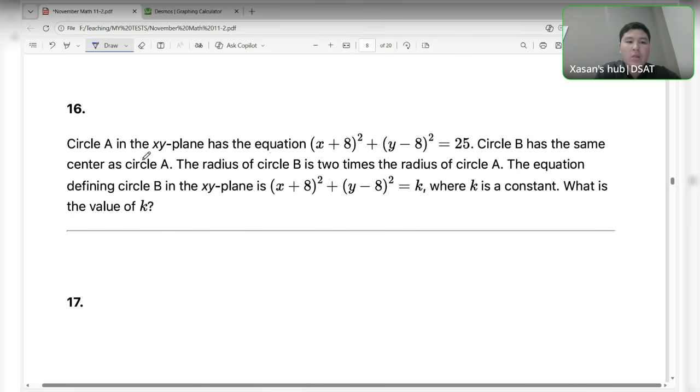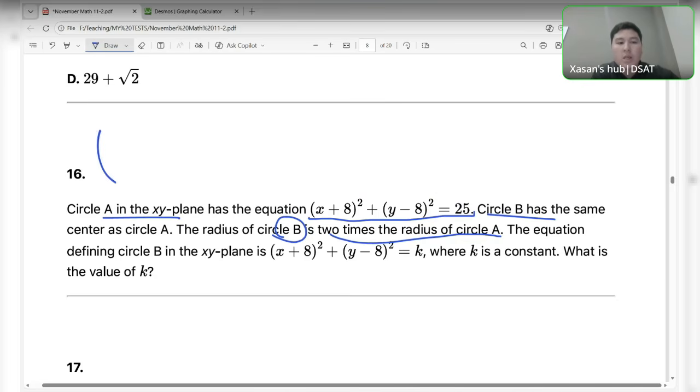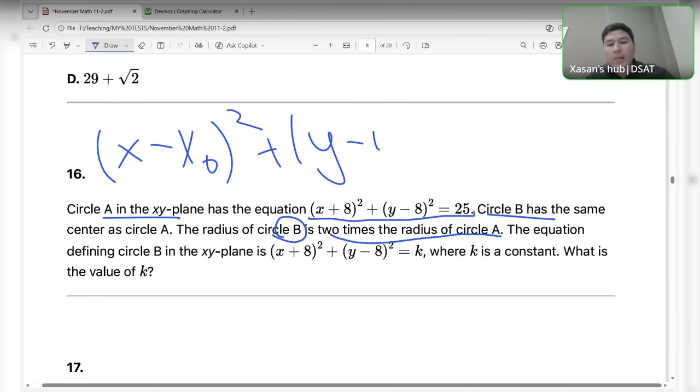Question 16. A circle, circle A in the xy plane, has the equation given. Circle B has the same center as circle A, but the radius of circle B is twice the radius of circle A. First of all, guys, to find the radius of circle A, you must know the circle equation: x minus x0 squared plus y minus y0 squared equals radius squared.